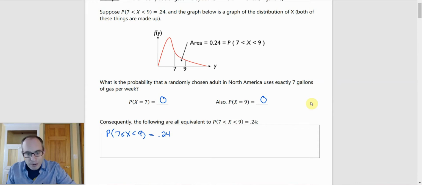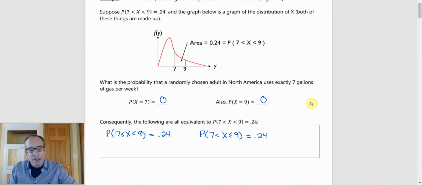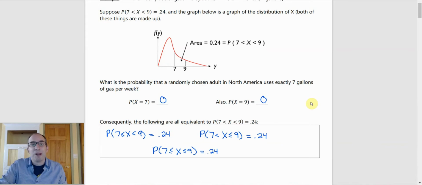Same thing would happen if you added a 9. So if I have the probability that 7 is less than x is less than or equal to 9, that's also going to be 0.24 since the probability that x equals 9 is 0. Same thing if you added them both in. So the probability that 7 is less than or equal to x is less than or equal to 9, that's also going to be 0.24 because with that one you're just adding in 2 zeros. Well, that does the same thing as adding in 1 zero, right? Nothing. So you still get 0.24.